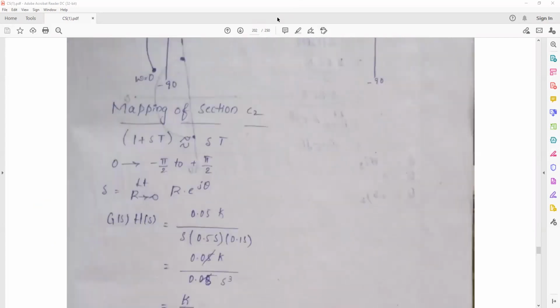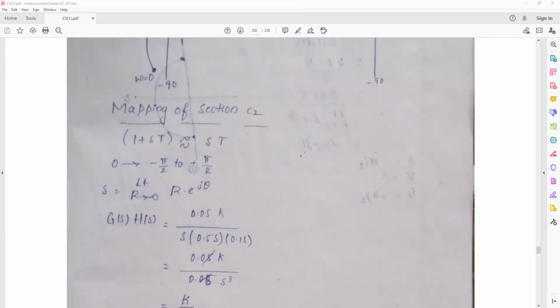And the mapping of section C2 is 1 plus ST taking from ST. Omega is taken from plus 90 to minus 90 to plus 90. S is limit R tends to infinity, R into e power j theta. Okay, so here, have a look once.